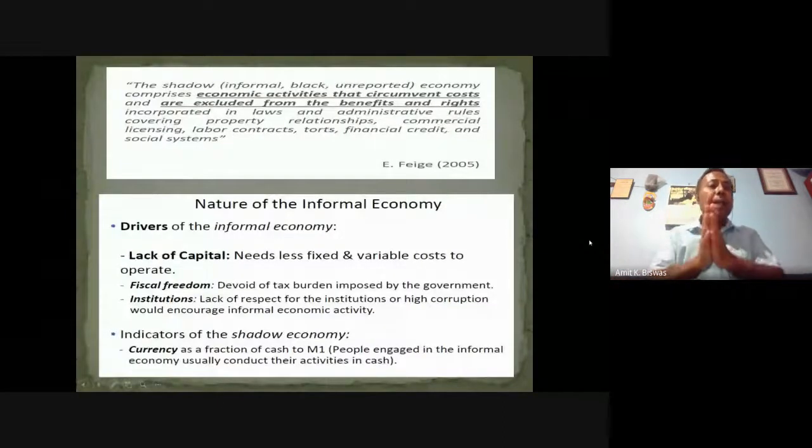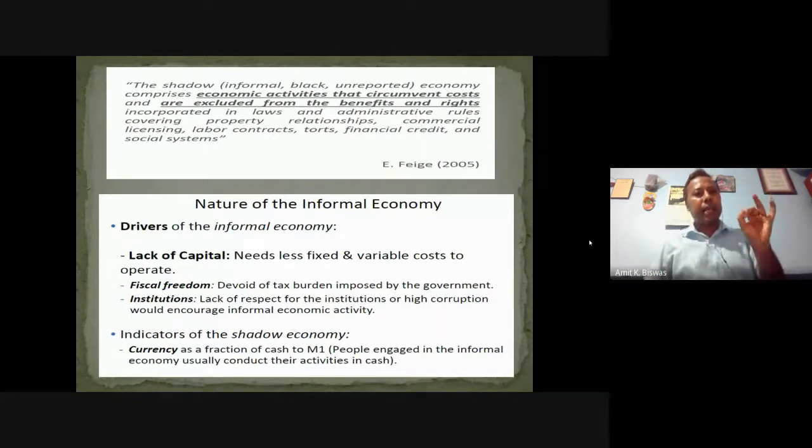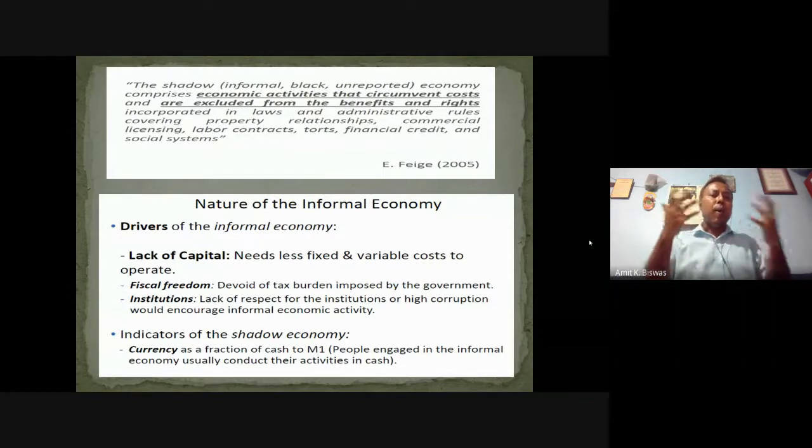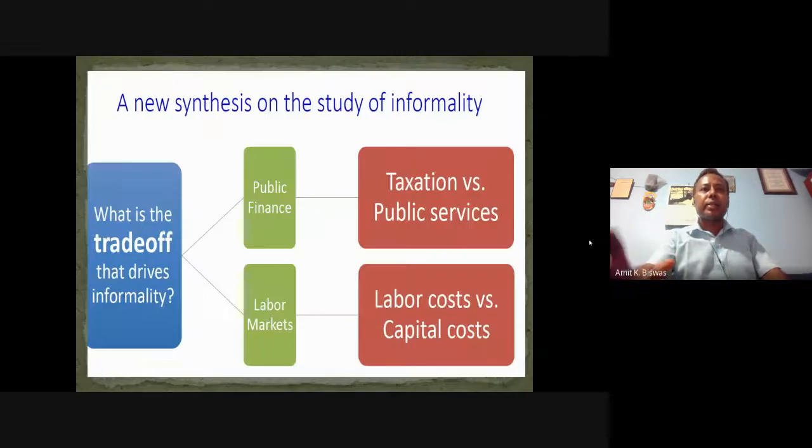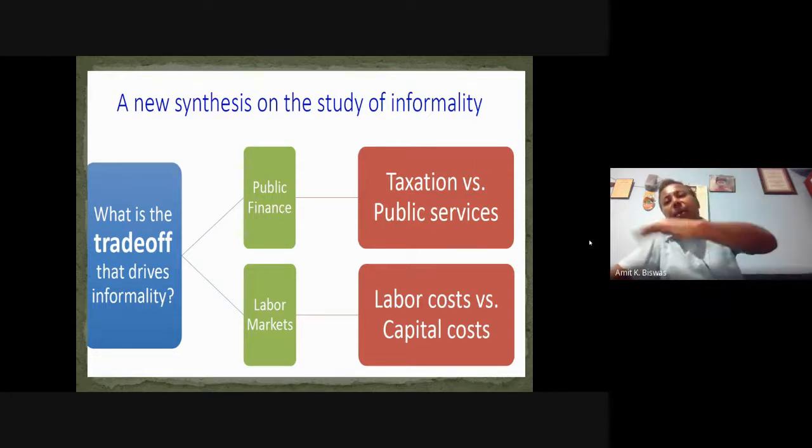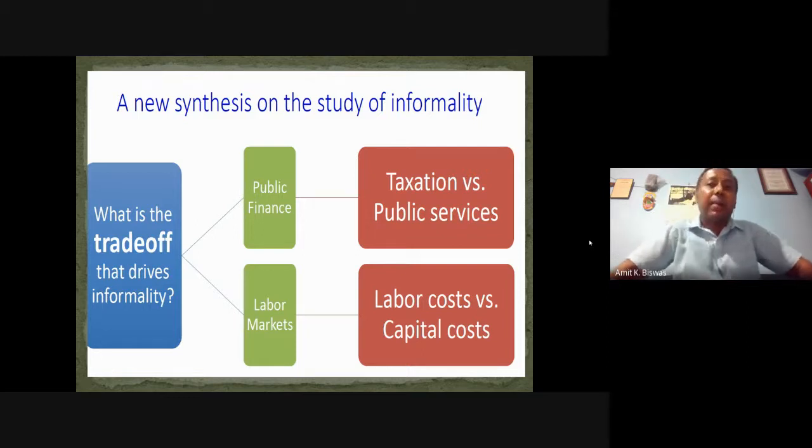So currency in circulation, as Bhimatriji was talking about, is indeed an indicator, and that's the reason I gave you an example of why doctors are not allowed to take fees in terms of currencies in OECDs. Now, how do you study this informality? What is the trade-off that drives this informality? One is public finance, which is taxation versus public service, and there is the labor market, labor cost vis-a-vis the capital cost.